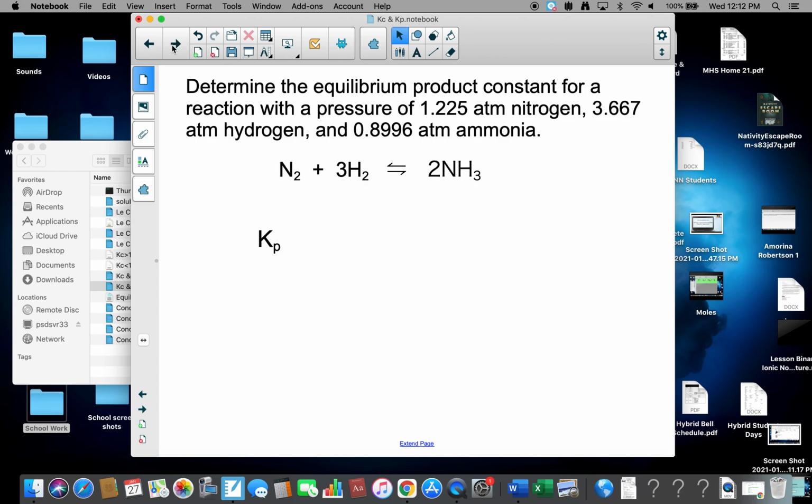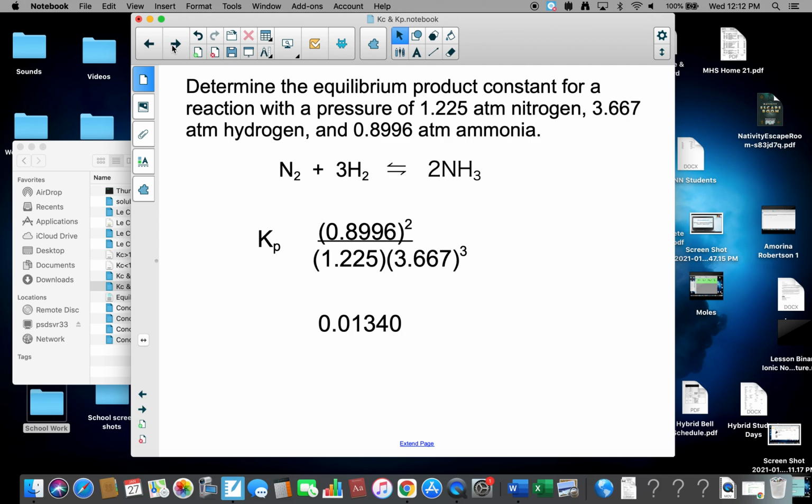So if we're going to apply for pressure, Kp is going to equal the pressure of ammonia over the pressure of nitrogen and hydrogen. But we're going to square the ammonia and we're going to cube the hydrogen, from the coefficients. Put our values in. So we get 0.8996 squared divided by 1.225 times 3.667 cubed. And we get an answer of 0.0134.